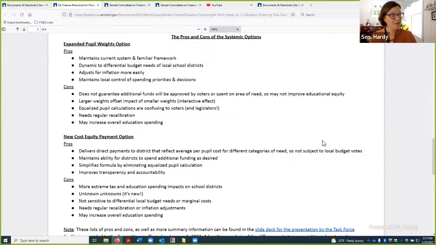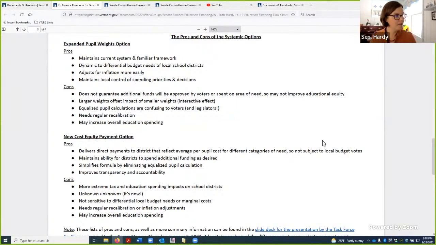And the equalized pupil calculations, which are the weights, lead to equalized pupils, which are used to determine tax rates. Those are confusing to voters. People don't understand what equalized pupils are because they think, well, my district has 100 kids. Why is it saying that we have 112 equalized pupils? That makes no sense. It's confusing to voters, and frankly, it's confusing to a lot of legislators and other people too, how equalized pupils work. They need regular recalibration. The weights were calibrated at a point in time, and the recommendation is that they be recalibrated every 3 to 5 years. So it's not a one and done thing. It needs continual updating. And as with both of these options, it may increase education spending depending on the choices that districts make at the local level.